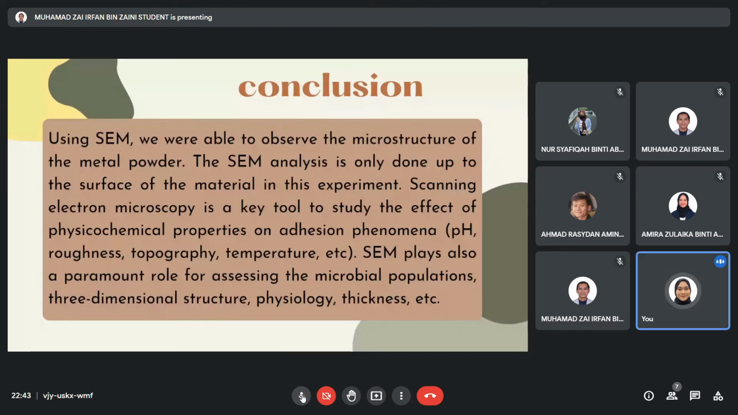Using SEM, we were able to observe the microstructure of the metal powder. The SEM analysis is only done up to the surface of the material in this experiment. SEM is a key tool to study the effect of physico-chemical properties and, in addition, phenomena such as pH, roughness, topography, temperature, and others. SEM also plays a paramount role in assessing microbial populations, three-dimensional structure, physiology, thickness, etc.